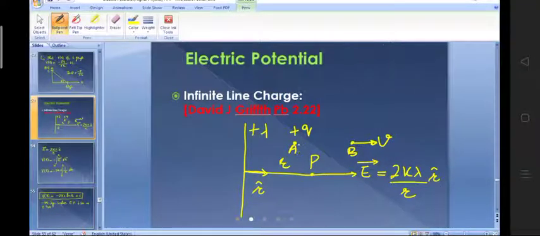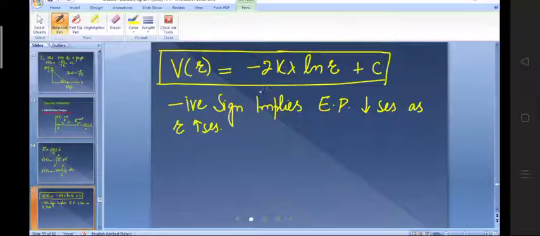So from that, what's clear is this, that as you go from point A to point B, the electrostatic potential due to this line charge decreases. So that's what this negative sign implies here. The electrostatic potential dies down as R increases. Fine. Then you can plot this graph, and obviously this is the equation.